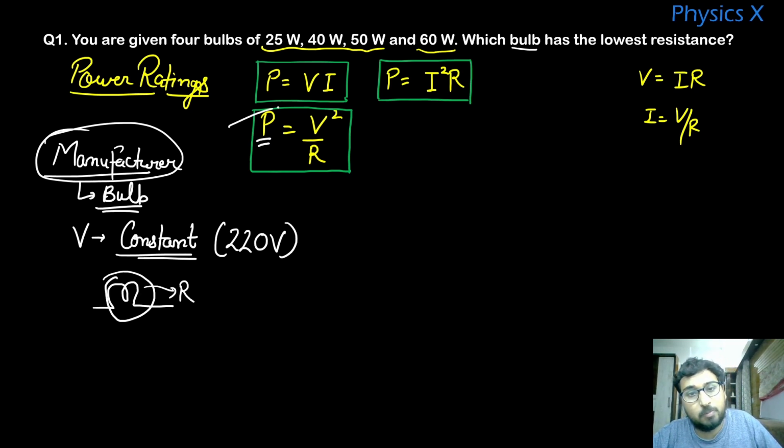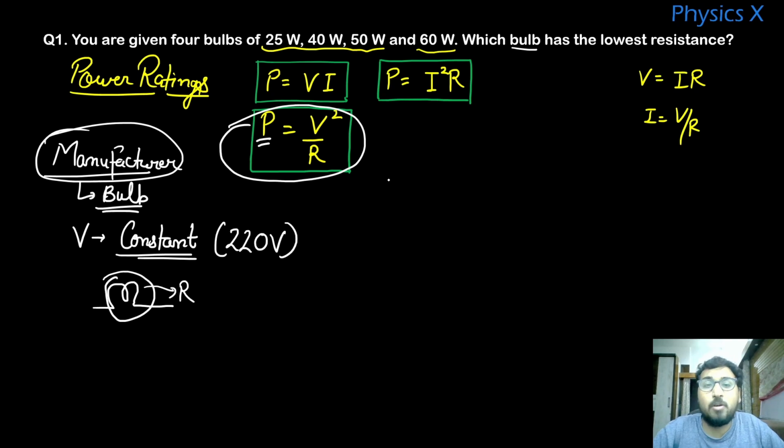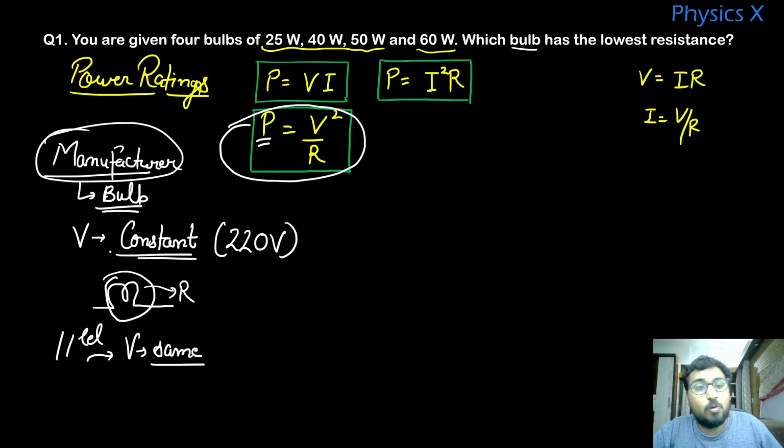Now you can see this expression, and you can use it while tackling these kinds of questions, because when a bulb is designed, the voltage is to be universally the same everywhere. Generally, all the electrical devices at home operate in parallel, and you know that when devices operate in parallel, the voltage is always the same. So the voltage is going to be a constant quantity.